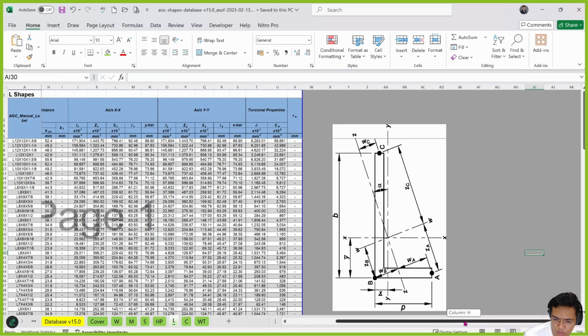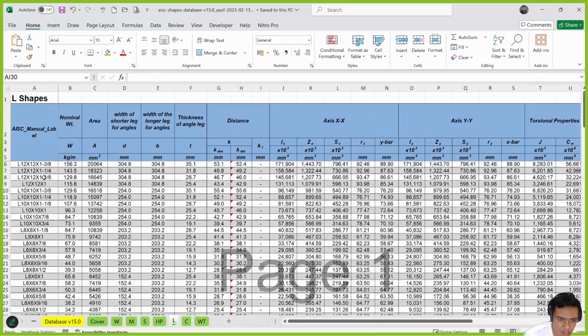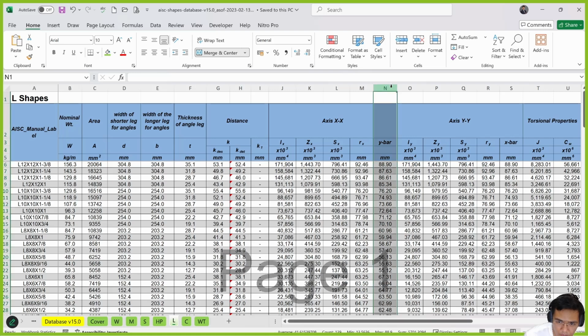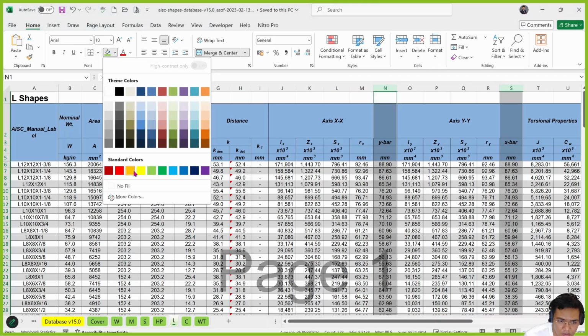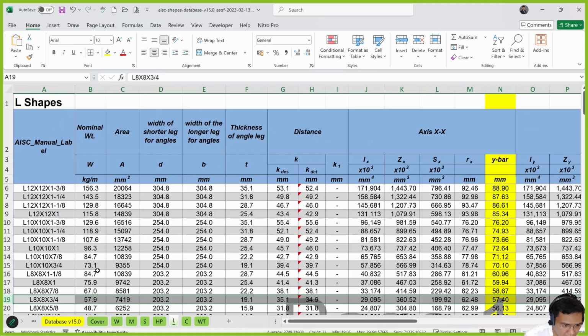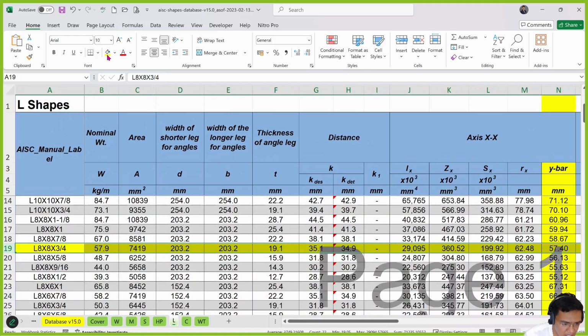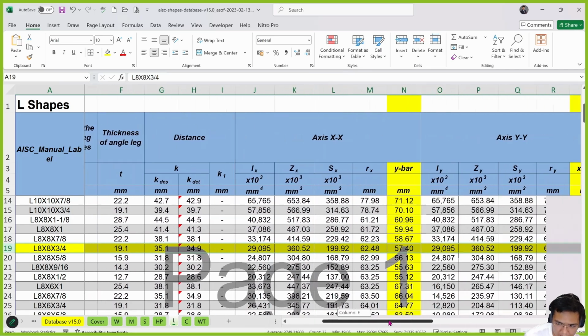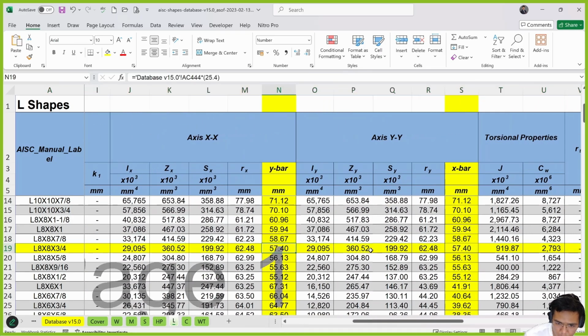If we would look dito sa table, ganun pa din, you just need to refer dito. Halimbawa, for axis XX, ito yung Y-bar, and for axis Y, ito yung X-bar. So on these two columns ka magre-refer to define the location ng centroid for an angle. For example, let's quickly check itong 8 by 8 by 3 port. This is an equal angle, meaning equal length yung leg niya, so dapat parehas yung value ng Y-bar and X-bar.